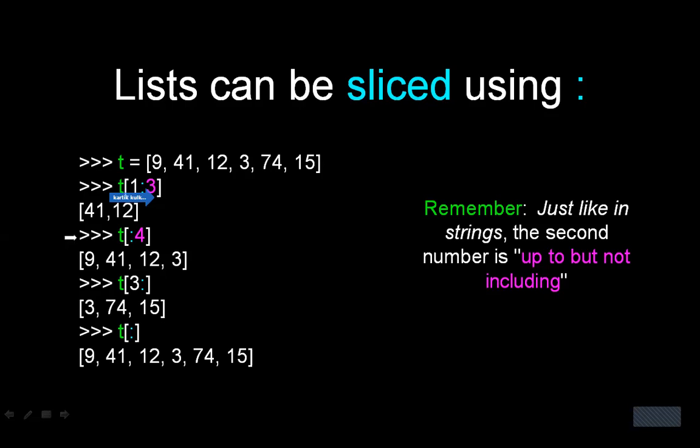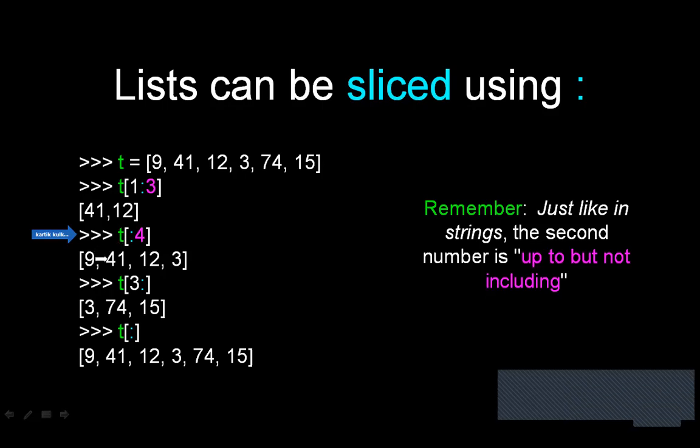Now you can notice another example that I have specified here. T is nothing but the list name. What is the difference between this statement and that statement? In this particular statement I have specified both the starting index number and the end index number. But in this statement, I have not specified the starting index number.